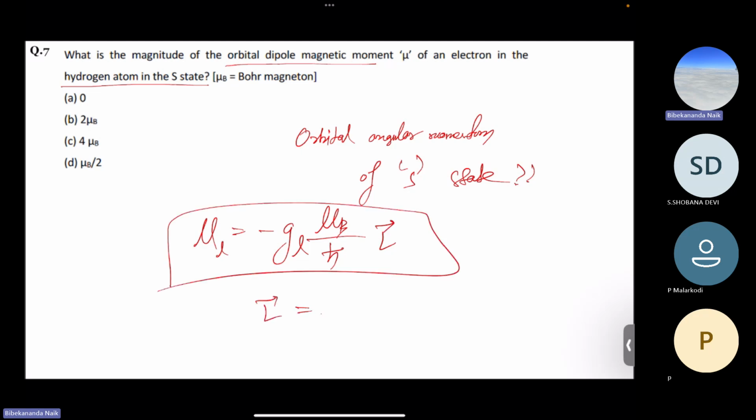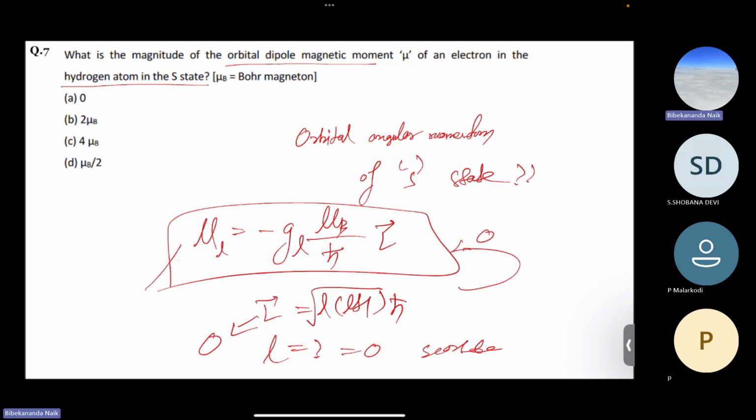And the value of L vector is root over L into L plus 1, times H cross. So what is the value of L? Zero for S. Exactly. So the value of L is 0 for S orbital. Since the value of L is 0, the value of L vector is 0, and the total expression will become 0. So the mu L is 0 for S orbital.